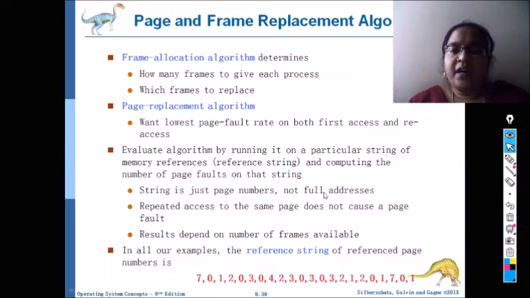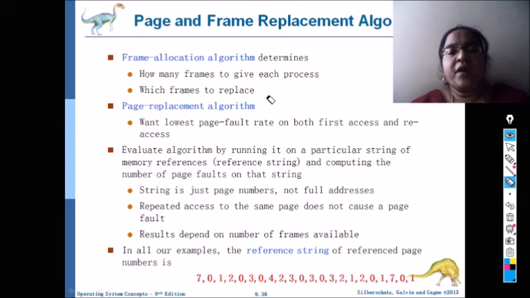Now we have two kinds of things: one is the frame allocation algorithm, another is the page replacement algorithm. The frame allocation algorithm determines how many frames are to be given to each process. If there are 4 processes, all 4 have to be there in physical memory, so how do you allocate the frames to the processes? And which frames to replace?